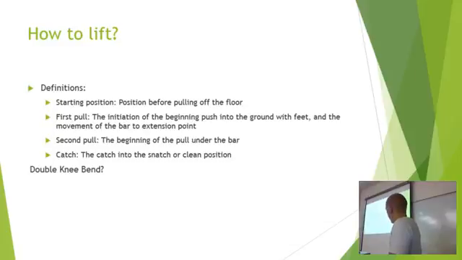The first pull. This right here is the initiation, or the beginning push off the floor, for the bar to move upward. A lot of people say, and I hate the term first pull, it was coined a good few years ago, but I hate it because it's actually a push. Honestly, it's a pulling movement, but it's actually a push into the ground. What you're going to do is push into the ground, that bar starts to move upward, and it's going to reach your extension point.